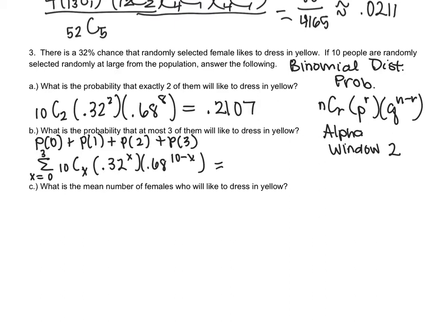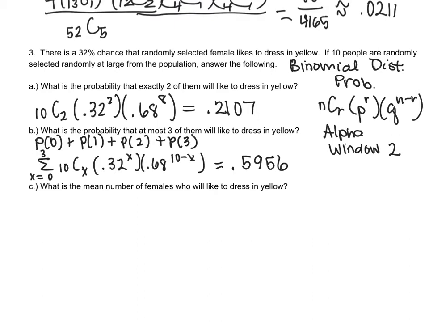In both cases, no matter how you choose to do it, you should get the probability of 0.5956, which is roughly a 60% chance. So there's about a 60% chance that at most 3 of them would like to dress in yellow.